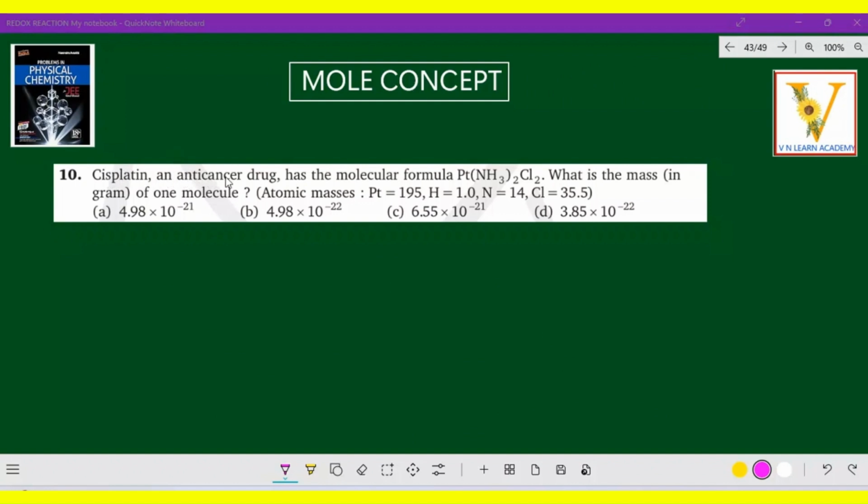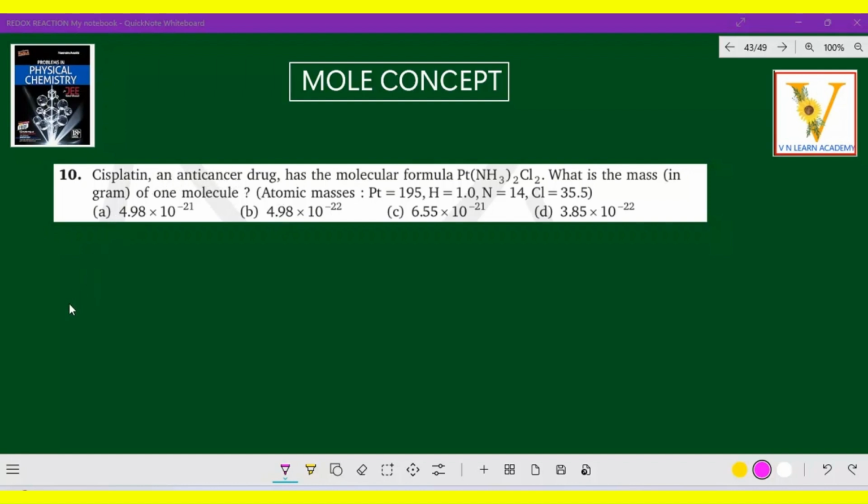Cisplatin, an anti-cancer drug, has the molecular formula Pt(NH3)2Cl2. What is the mass in gram of one molecule? The atomic mass of platinum is 195 gram per mole, hydrogen 1, nitrogen 14, and chlorine 35.5 gram per mole. They have given all that. It is very simple, and cisplatin is an anti-cancer drug.